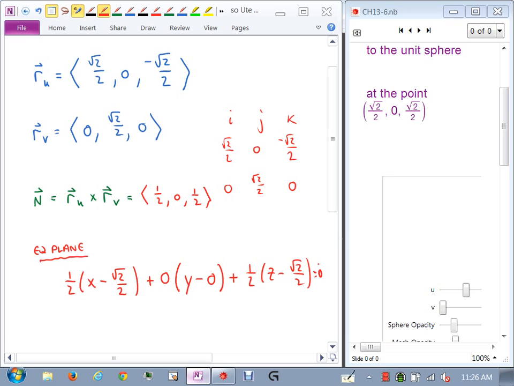You can do that for any surface. As long as you can come up with the parametric representation of it, the vector function, as long as you can take partial derivatives of it and cross them, you can do that for any surface. Okay? Questions?